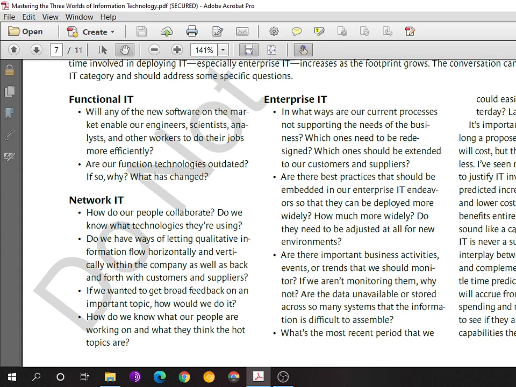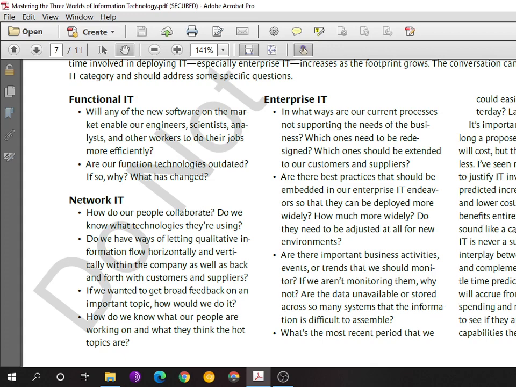Then there are some questions for enterprise IT. How are current processes not supporting our business needs? Which ones need to be redesigned? Which ones need to be extended to our customers and suppliers, which is backward and forward integration? Are there best practices that should be part of our system? How do we do that? How do we change ourselves according to the new environment?